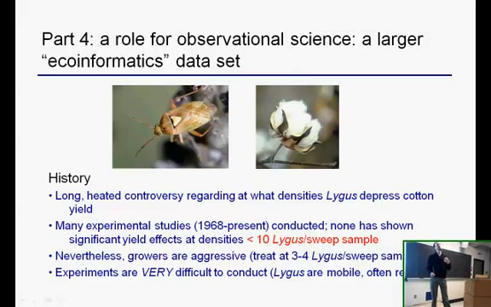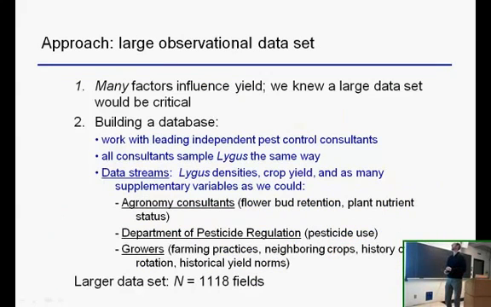So we thought maybe we can approach this question by working with grower data. Let's not try to run experiment number 11. Let's try something different. So the approach that we thought was, let's see if we can build a large observational data set. We knew that we were going to have some challenges here because ligas is just one of many factors that could shape yield. So we knew we were going to need a lot of data to cope with the variability in yield. So we set out to build a database.